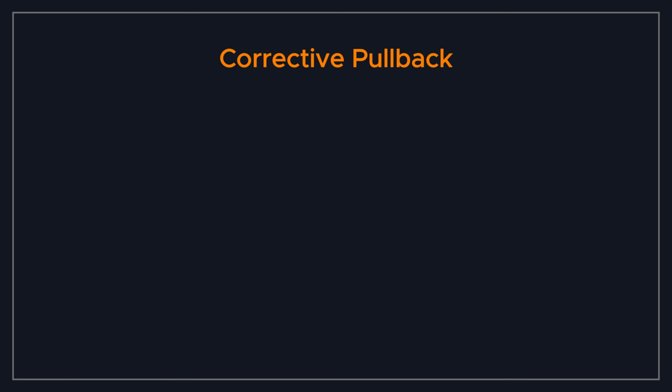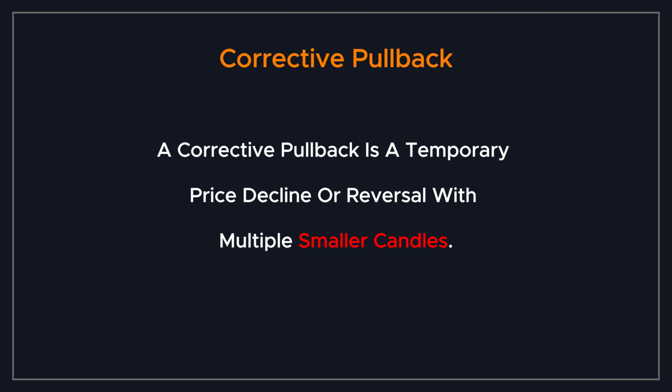Corrective pullback. A corrective pullback is a temporary price decline or reversal with multiple smaller candles. In this type of pullback, price can generate several internal structures until it reaches any point of interest or order block.